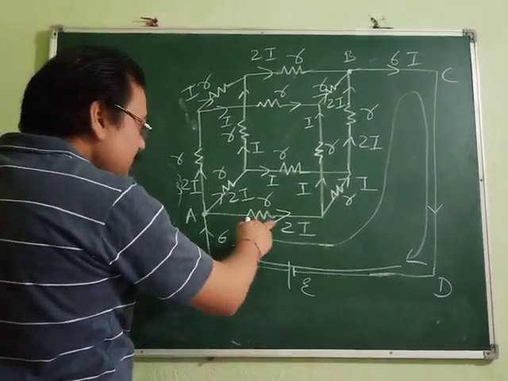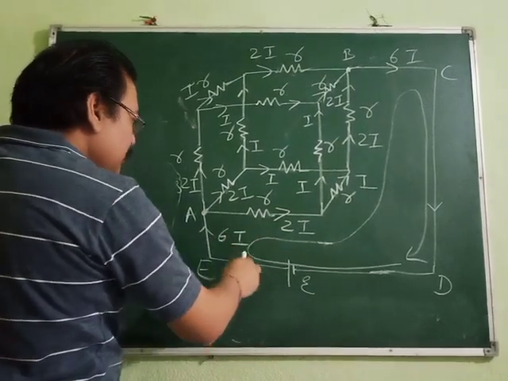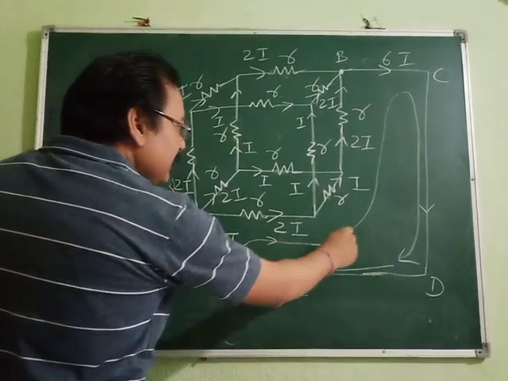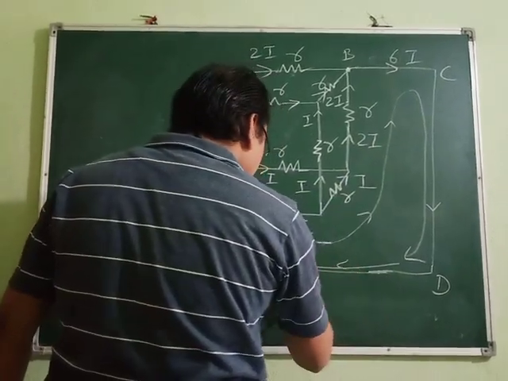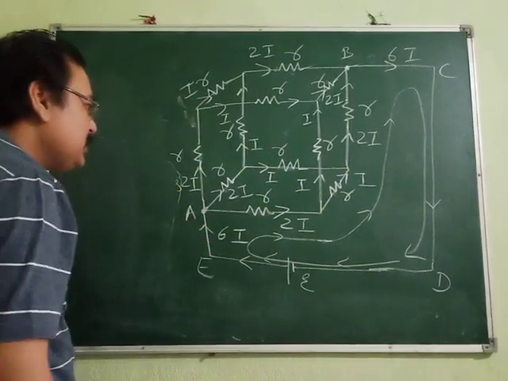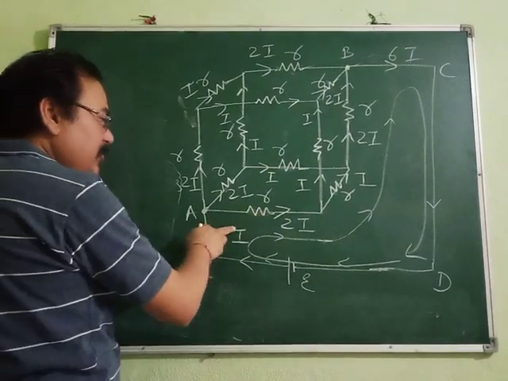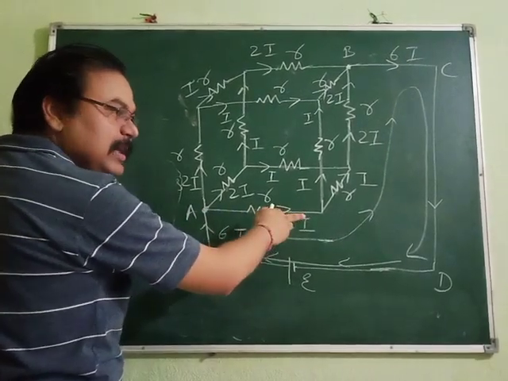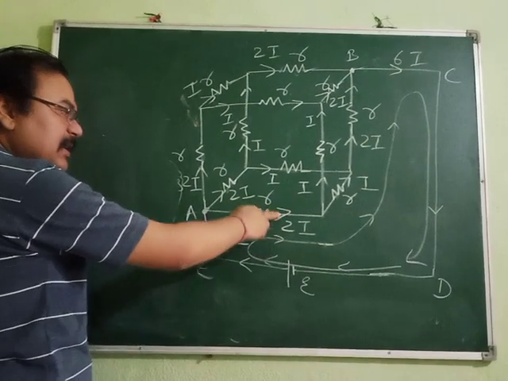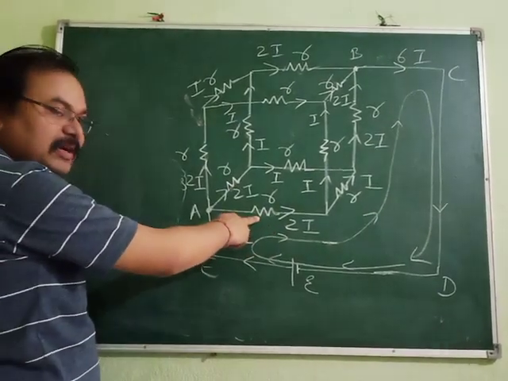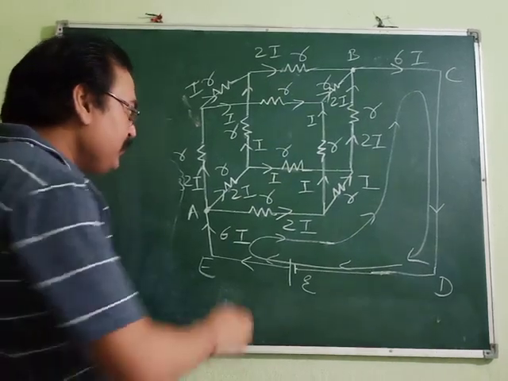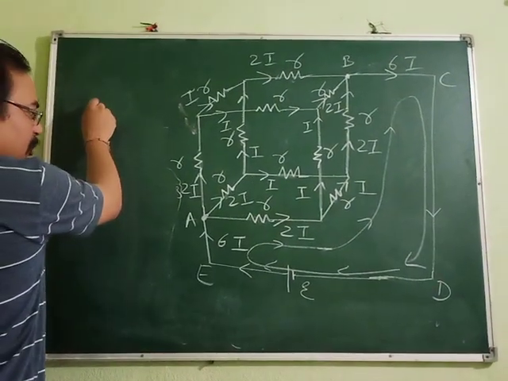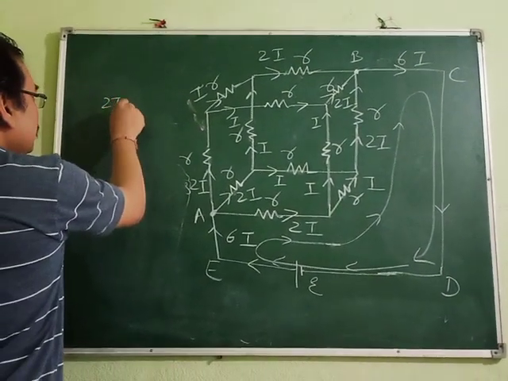The current passing here is 2i and the resistance is R. And we are moving in which direction? Like this, like this, like this. Then we are reaching here. We have started like this. While crossing this resistor, we are moving in this direction, and current is also flowing in the same direction. When the direction of motion and current are the same, then the potential difference across the resistor is positive according to sign convention. So we can write the potential drop as 2i into R.